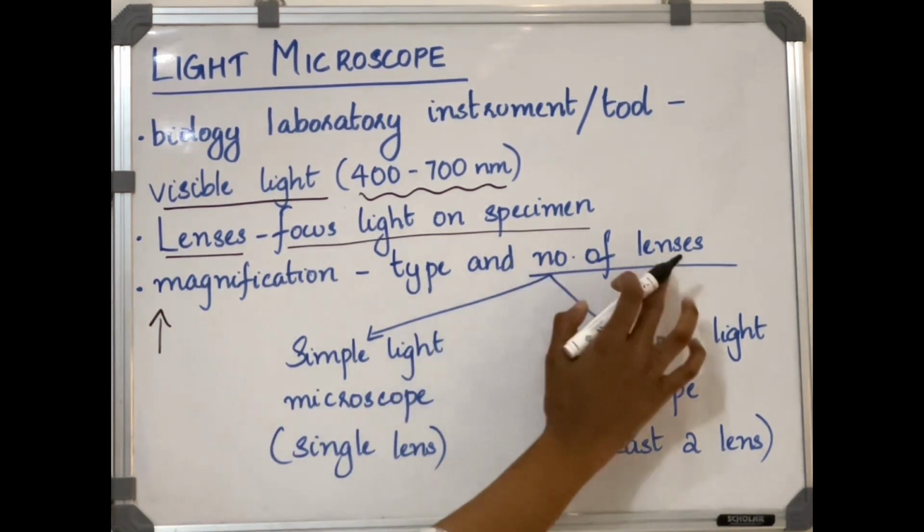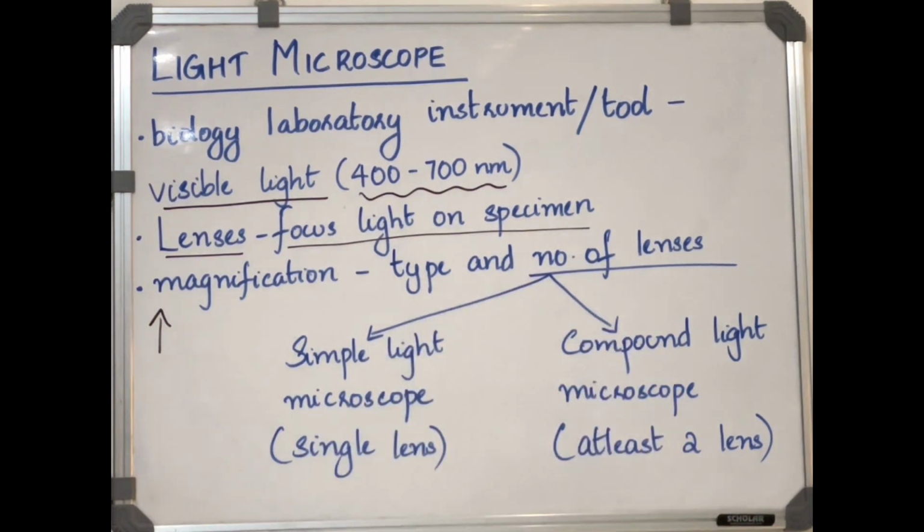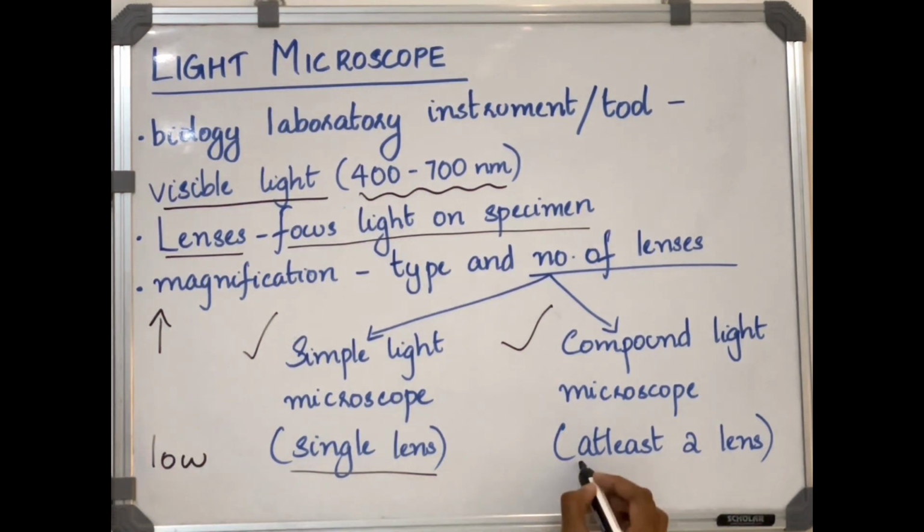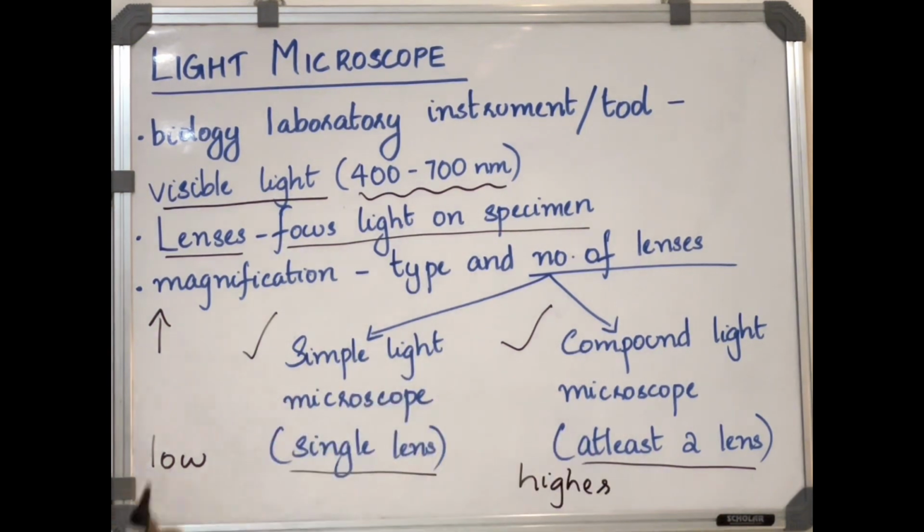Depending upon the number of lenses, there are two types of microscopes: the simple light microscope and the compound light microscope. The simple light microscope has a single lens, so it has low magnification. Whereas a compound light microscope has at least two lenses, an eyepiece and an objective lens. These microscopes have higher magnification when compared to the simple light microscope.